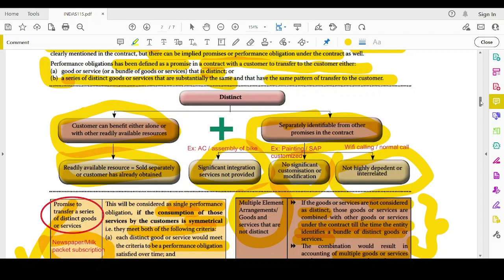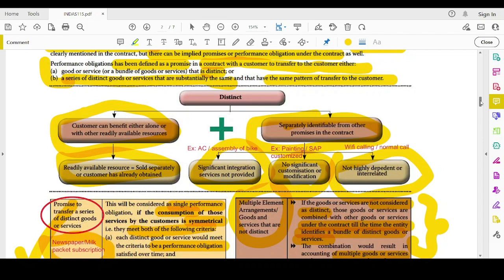It also includes being separately identifiable from the other promises in the contract, which means significant integration is not provided. In the AC case, it is not significantly integrated. In the assembly of a bike, if I have to pick up each of these different things and provide customization, then significant integration is provided. In the case of painting, I don't have a separate customization, it's just paint, unless it's interior work. But if I have to get a customized SAP or Oracle software, then significant customization is included. So if I get 3 or 4 performance obligations integrated, those will be treated as combined, not distinct.